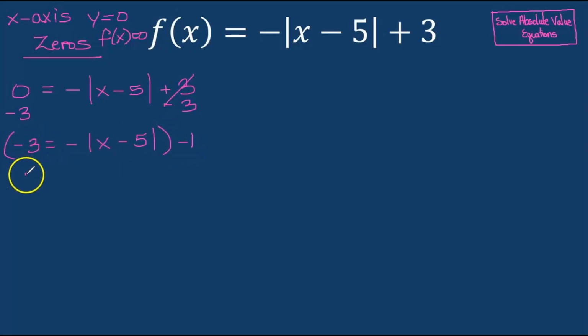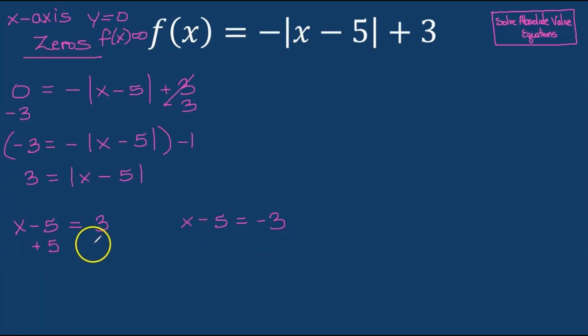Negative 1 times negative 3 makes a positive 3, and negative 1 times that negative that's inside the absolute value makes the absolute value positive as well. Now we're going to do the work of absolute values. Remember, to get rid of an absolute value, we end up with two equations, x minus 5 equals and x minus 5 equals. One of the equations is equal to the positive version, and one of the equations is equal to the negative version. And so this is how I end up with two solutions. In order to solve, I'm going to add 5 to both sides, and this solution is x equals 8.